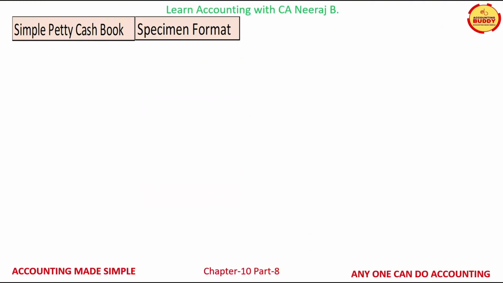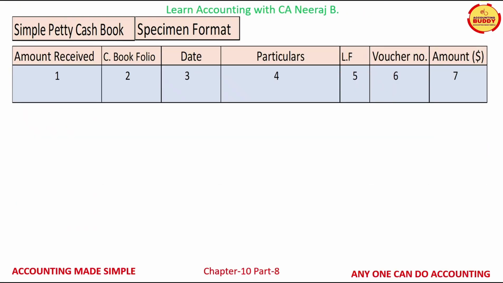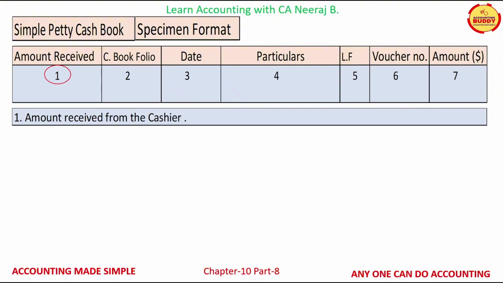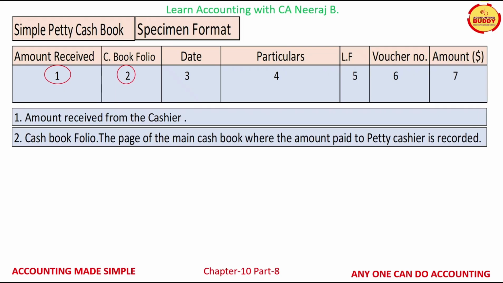Let us learn the format of a simple petty cash book. There are 7 columns in a petty cash book as displayed on your screens. Column number 1 is to record the amount of cash received from the main or the chief cashier. Column number 2 is for cash book folio. It is the page of the main cash book where the amount paid to the petty cashier is recorded.